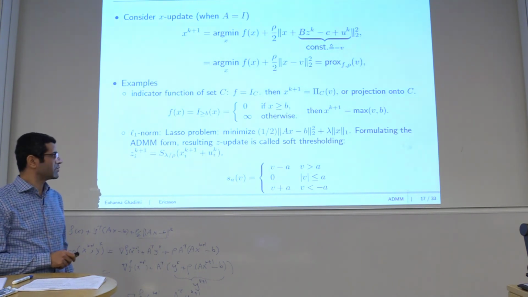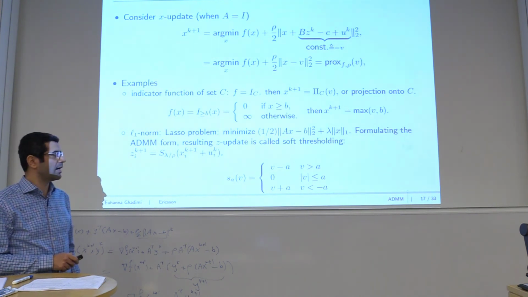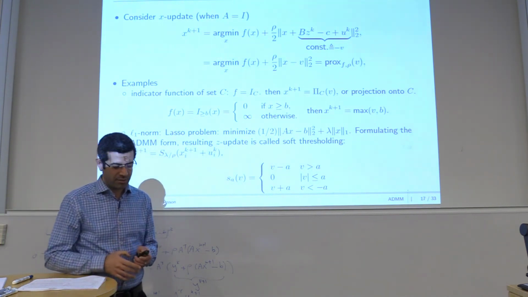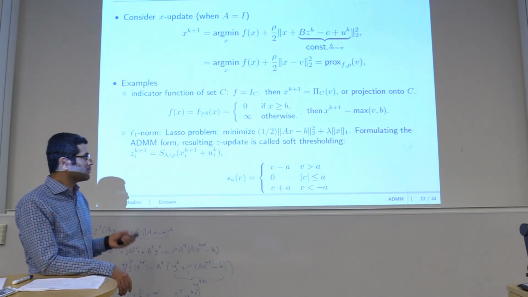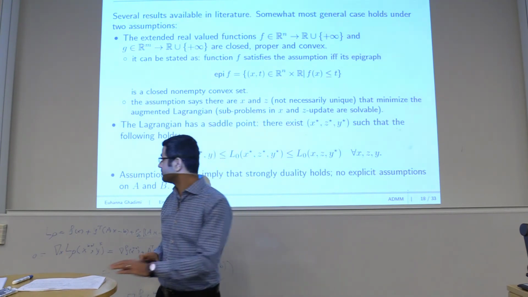So it shrinks the input variable towards 0, but step by step. If it's larger than a, then it's minus a. Otherwise, if it's smaller than minus a, then it adds plus a. So at the end, it will be concentrated around 0. That's nice, but there are more examples that you can calculate analytically.